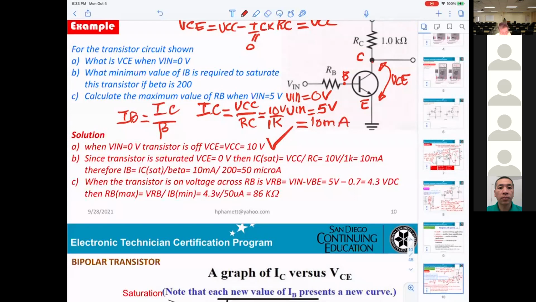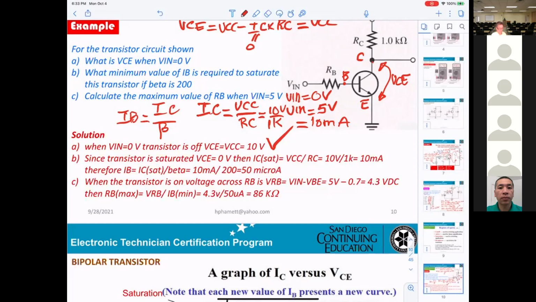If you don't understand, then you have to take 10 volt divided by 1K, which means 1 times 10 to the power of 3 ohm. Then you have to convert it back to milliamp. An easy way: when you divide voltage by resistance, if the resistance is in kilo ohm, then the current will be in milliamp.